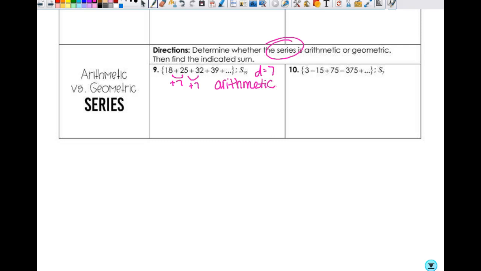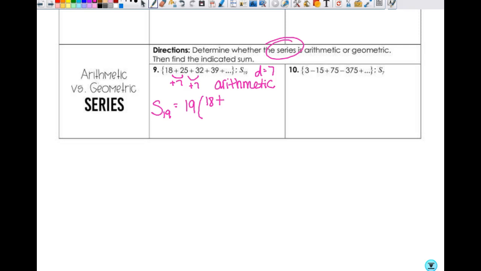And then it says find the indicated sum. So that's what we have right here. I want S19 equals, let's see, N, which is what? 19, times A1, which is 18, plus, oh, guess what I need that I don't have?